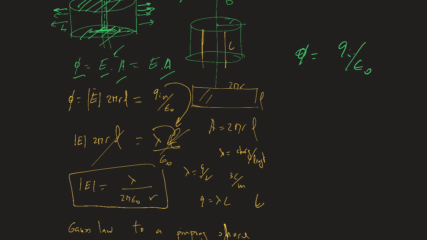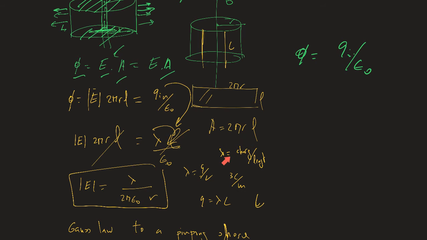The area is the area of the surface of the cylinder. You take the cylinder, you cut it, you open it, and this will be L, and this will be 2 pi r. So the area will be 2 pi r by L. So the flux will be E by 2 pi r by L. But Q inside is the charge inside. Through the cable, there will exist a charge per unit of length.